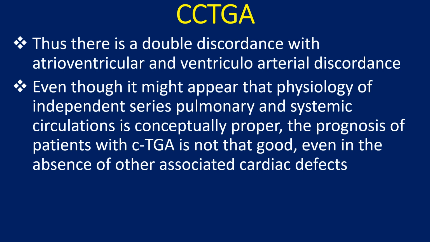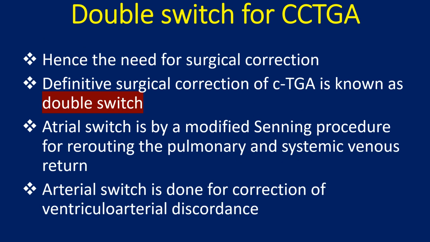The prognosis of patients with CCTGA is not that good, even in the absence of other associated cardiac defects. Hence, the need for surgical correction. Definitive surgical correction of CCTGA is known as double switch. Atrial switch is by a modified Senning procedure for rerouting the pulmonary and systemic venous return. Arterial switch is done for correction of ventriculo-arterial discordance.